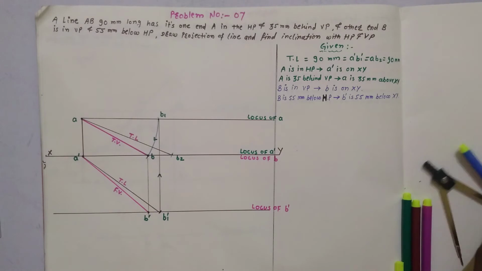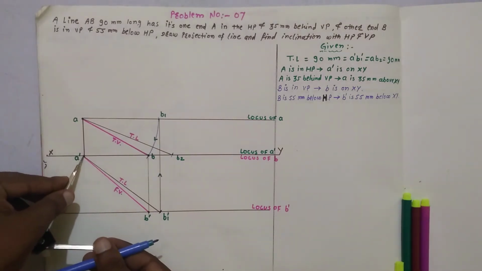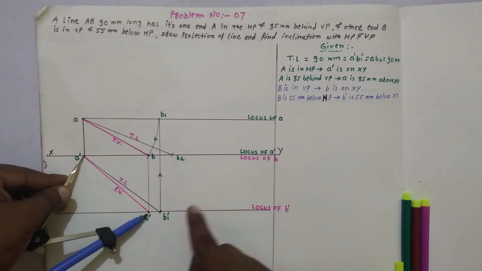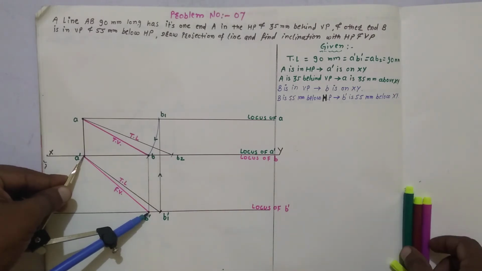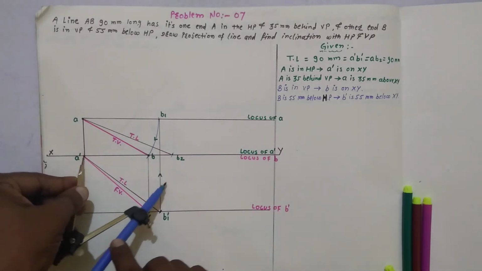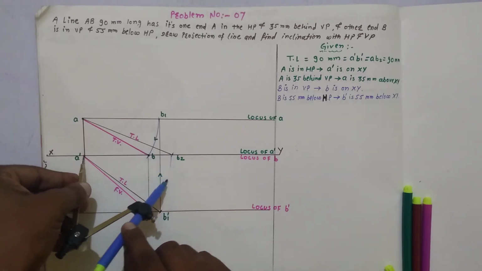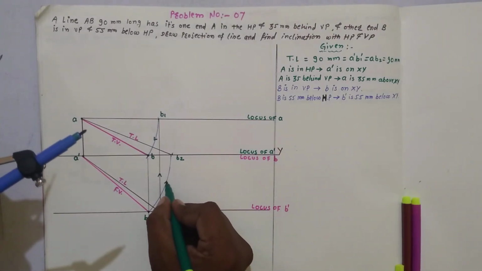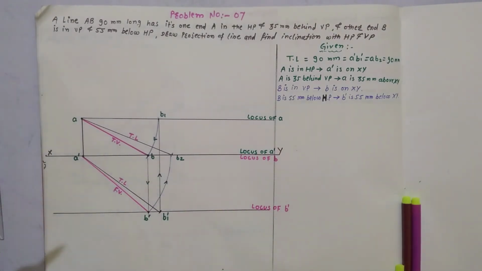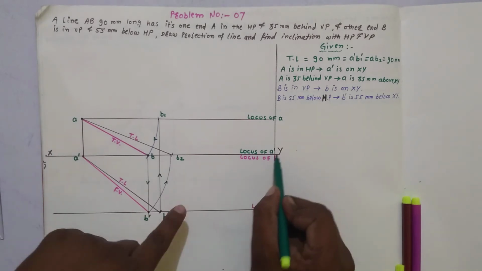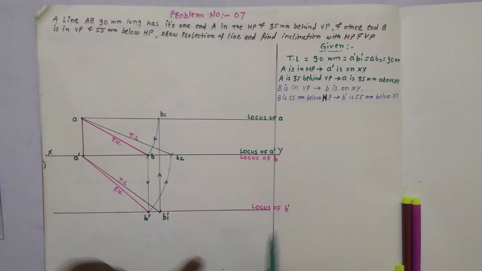Now take the distance A dash B dash in the rounder, and with center A, draw an arc which cuts the locus of A dash. It is exactly cutting at point B. So this is the locus of A, this is the locus of A dash and the locus of B, and this is the locus of B dash.